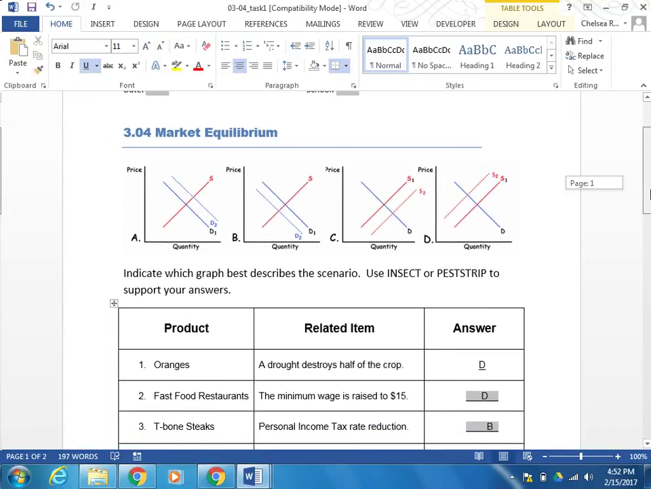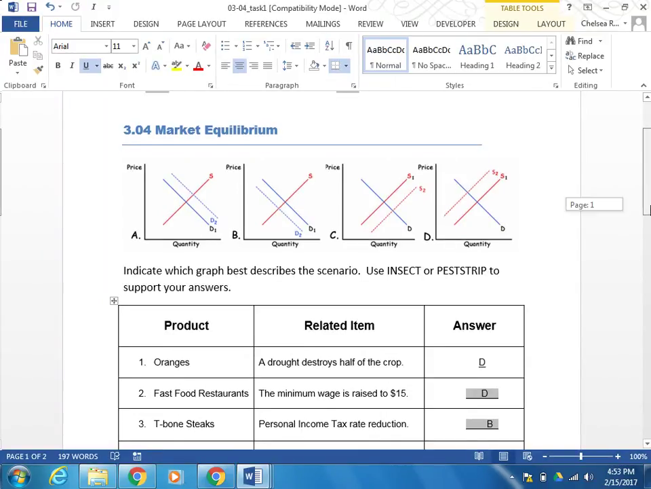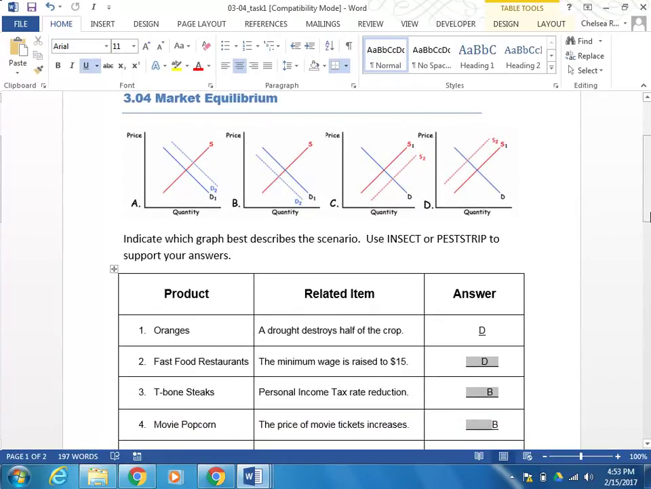Okay, Disney World hotels. Disney World increases ticket prices. Okay, this one, I think I had it as A on the answer key, but I thought it was B, so I gave you credit if you put A or B. In my opinion, if Disney World increases their ticket prices, people aren't going to be going as much, so the demand to stay at a Disney World hotel is going to decrease. But if you put B or A, I gave you credit.